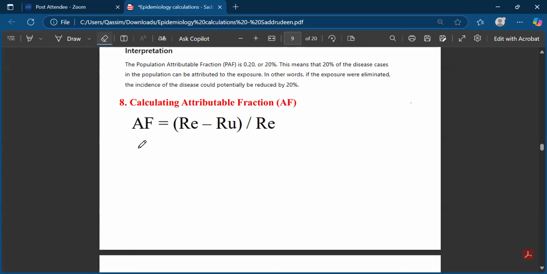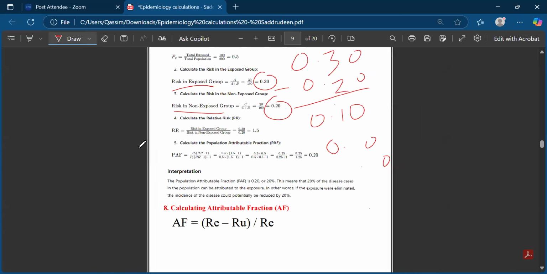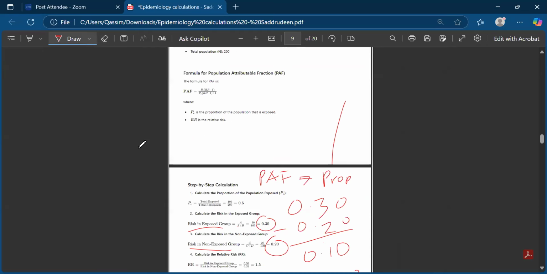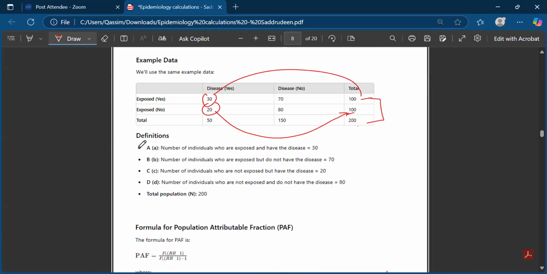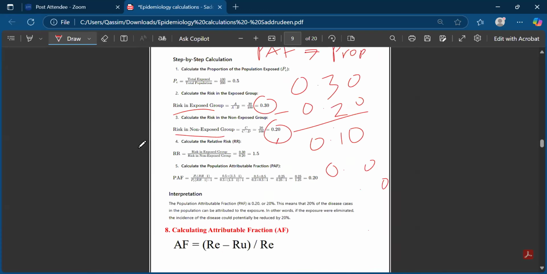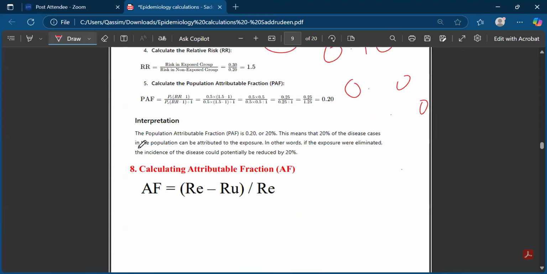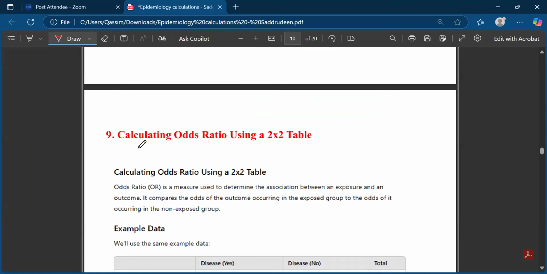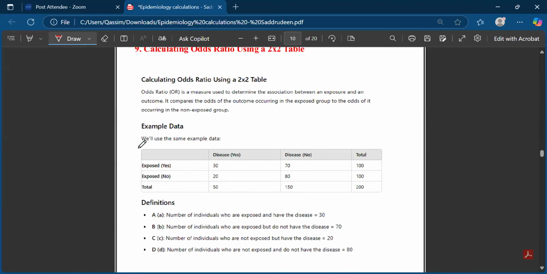Remember here, we did not take the total population. The total population in the table was about 200, and we were not referencing the total population. You can just say 33% of diseased individuals can be attributed to the exposure. Just say that, and you won't be troubled.